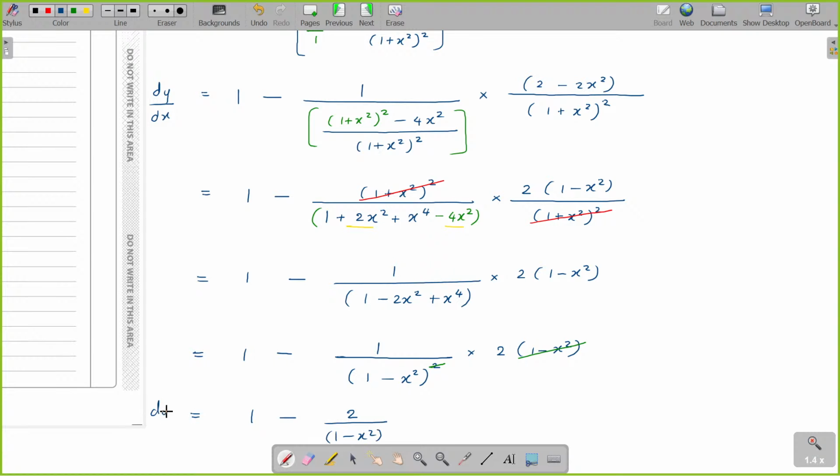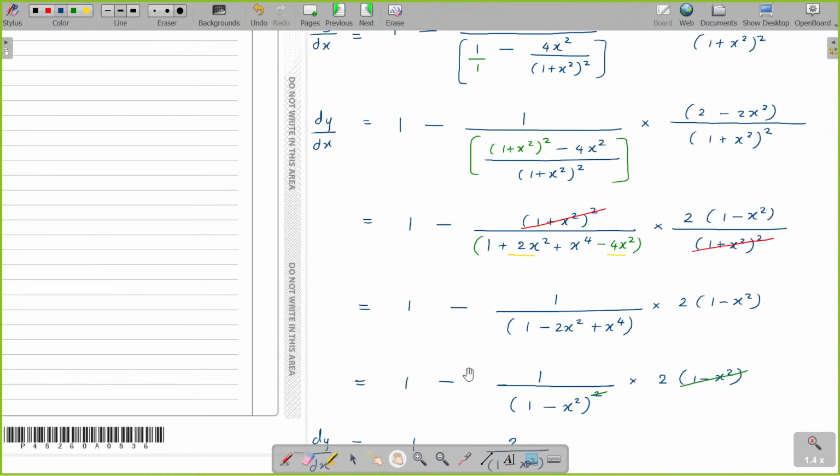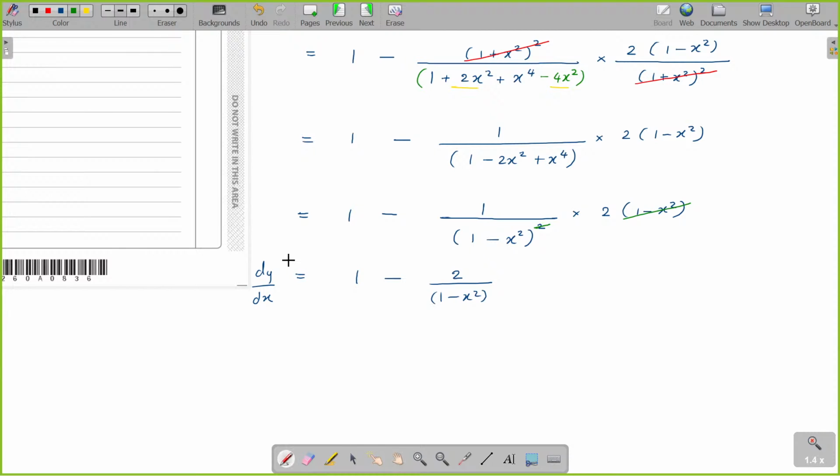So dy by dx. I think the show that was 1 minus dy by dx equals k over 1 minus x square, right? So I think all I have to do here is to take the dy by dx to the other side and bring the minus 2 over 1 minus x square over to the other side. So 2 over 1 minus x square equals 1 minus dy by dx. Are you clear with this? Is this okay?